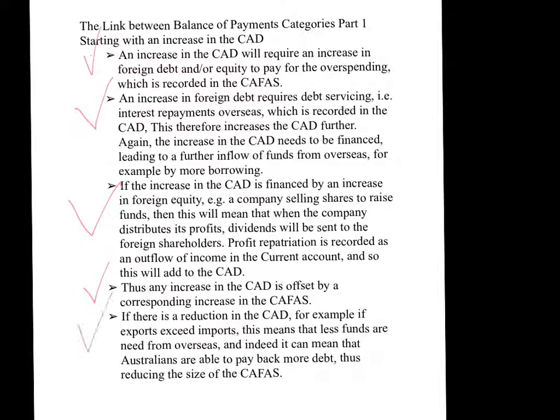If there's a reduction in the CAD, for example, if exports exceed imports, this means that less funds are needed from overseas, and indeed it can mean that Australians are able to pay back more debt, more principal on a loan, thus reducing the size of the CAFIS.